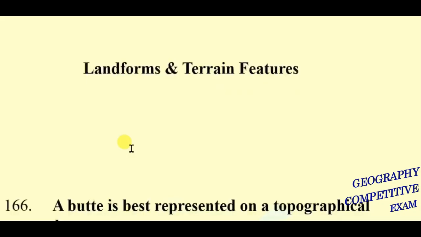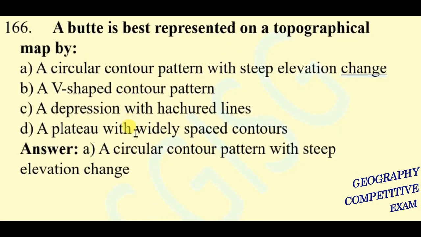Category: landforms and terrain features. Question 166. A volcano is best represented on a topographical map by a circular contour pattern with steep elevation change, a V-shaped contour pattern, a depression with hatchet lines, a plateau with widely spaced contours. Here the right answer will be a circular contour pattern with steep elevation change.